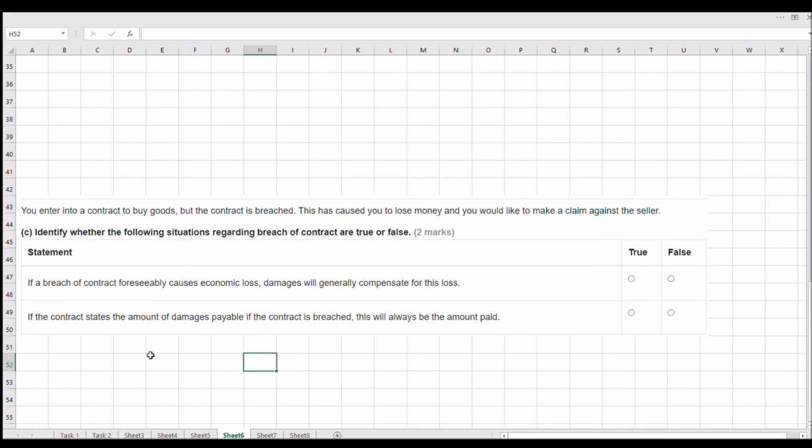Not possible. If the contract states the amount of damage payable if the contract is breached, this will always be the amount paid. Now notice here, will always, we've got our little alert register going on here. Will always is not always. Now, if I remember back to the original part where I was saying the civil law in the English legal system is not designed to be punitive. It's not designed to reach penalties.